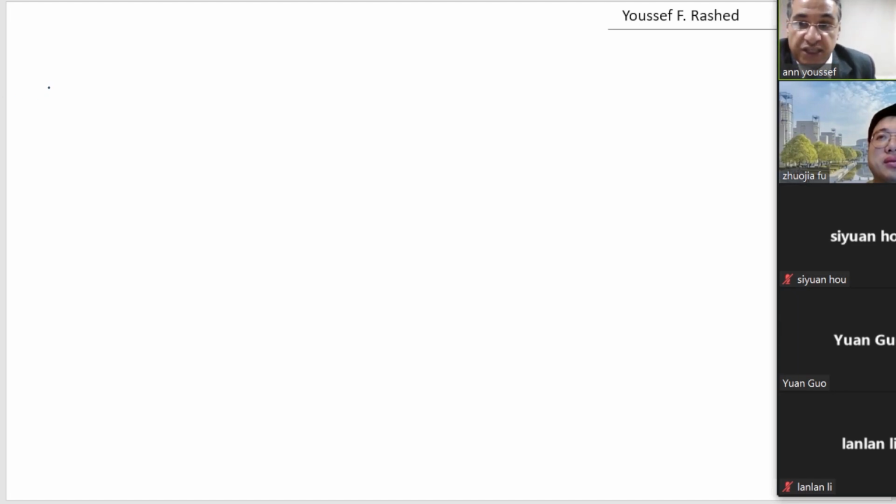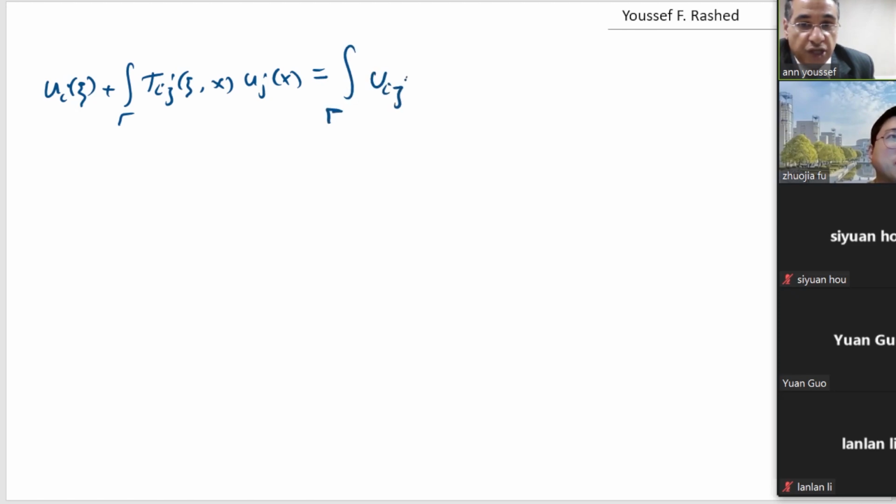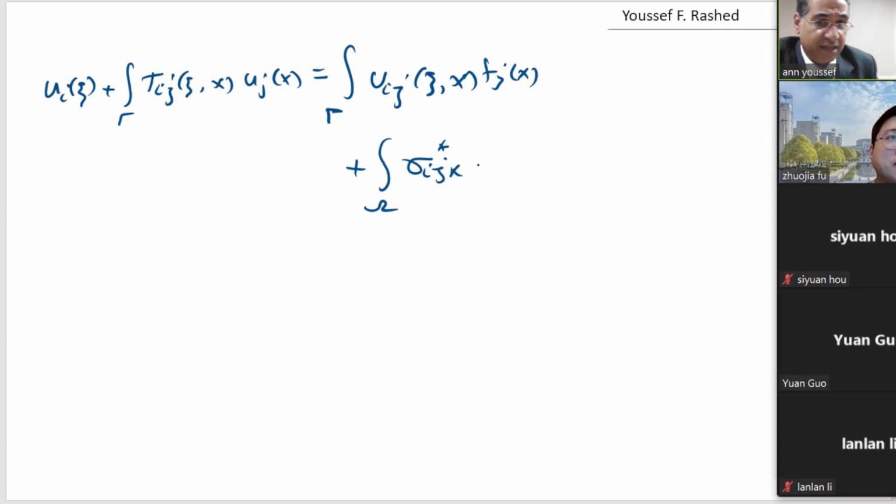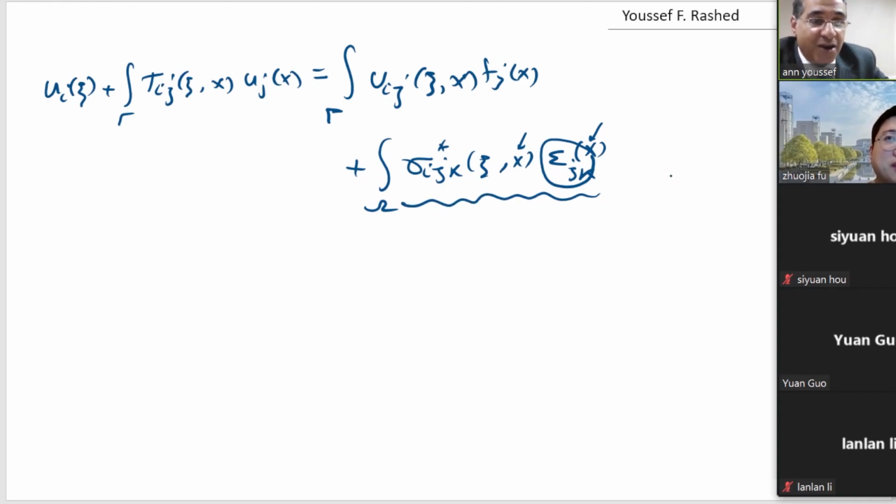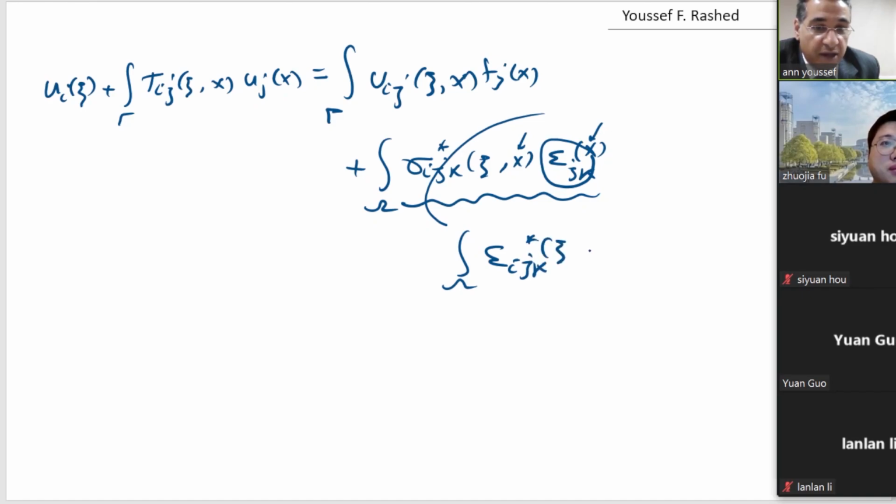You have your linear problem: u_i(xi) plus the integral of T_ij(xi, x) u_j(x) equals the integral of U_ij(xi, x) t_j(x). This is a linear problem. What you need is to add a domain integral, either stress-based or strain-based. For example, you can have a kernel sigma_ijk(xi, x) times epsilon_jk, the strain at point x, where x is now in the domain. Instead, you could have a strain-based integral over the domain of epsilon_ijk asterisk (xi, x) times the initial stress sigma_jk. Either this one or this one.